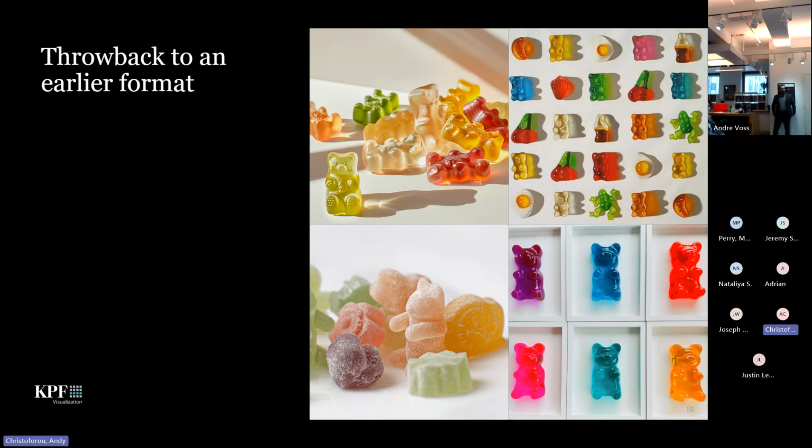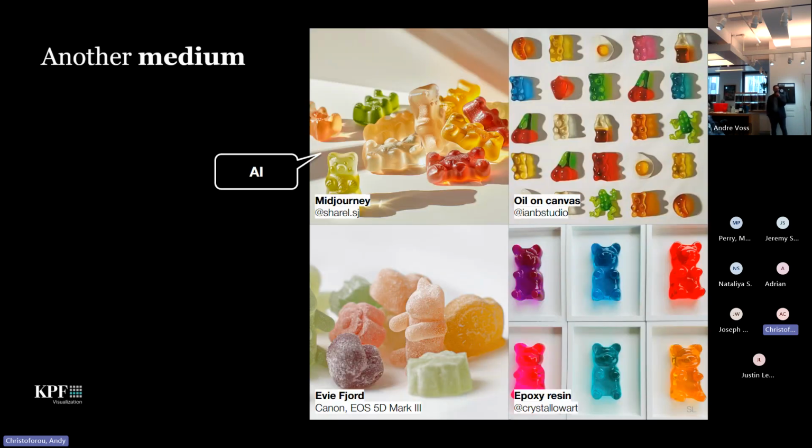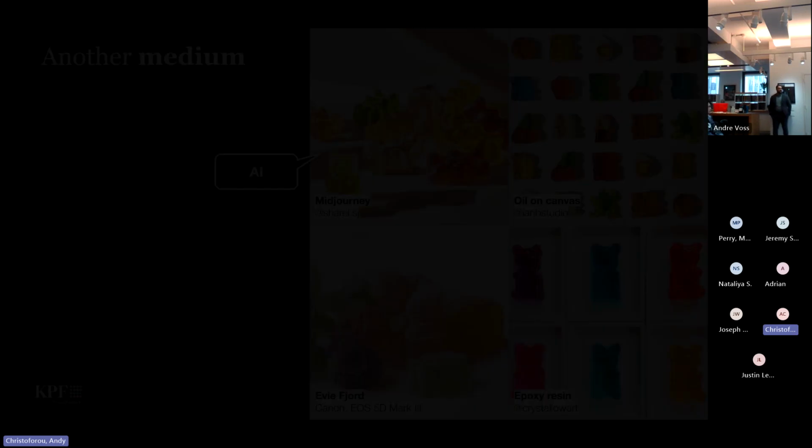So here's a bit of a throwback to an earlier format, just continuing the conversation that Andy has posed for us. Can anyone take a guess at which one is AI? All of them. Oh, okay. In fact, what I prepared for you was, that was AI, that was oil on canvas, epoxy resin, someone took a photograph. And the point I wanted to get across with this slide is that maybe it's also nice to see AI as just another medium, as part of our tool set, because it's definitely not stopping people from taking pictures or painting or creating arts and crafts.